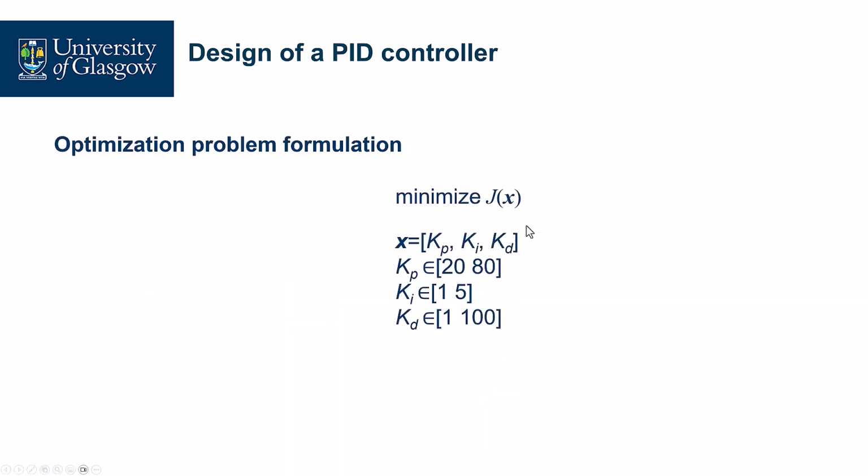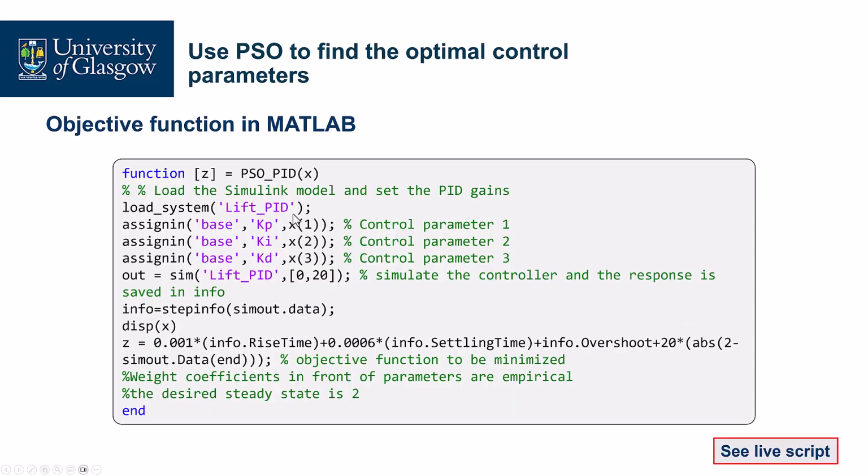We can see it like that. We want to minimize J(x), considering three key control parameters. Each one has a search range. The objective function is here, the function called PSO_PID. x includes x1, x2, x3, the three parameters, right? This lift_PID is a Simulink system, so we can put the parameters into it and do the simulation. And here is the objective function, the function to be minimized.